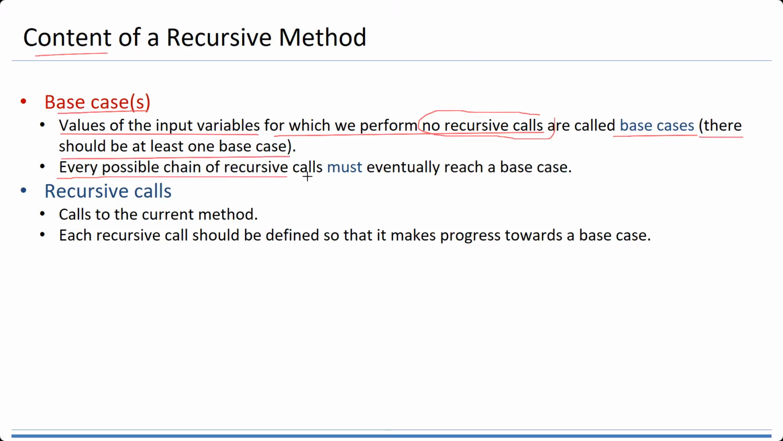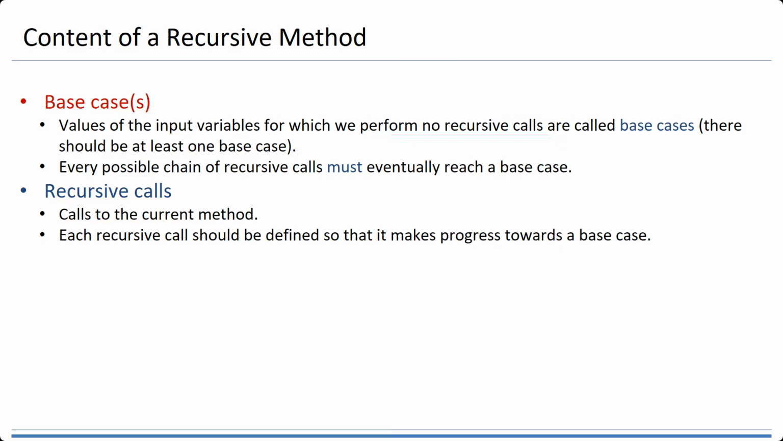Every possible chain of recursive calls must eventually reach a base case. So whenever you work with recursion, the recursion or the loop should go toward the base case. Okay, so that's the condition. And then the recursive calls: these are calls to the current method, and they should be defined so that they make progress towards a base case.